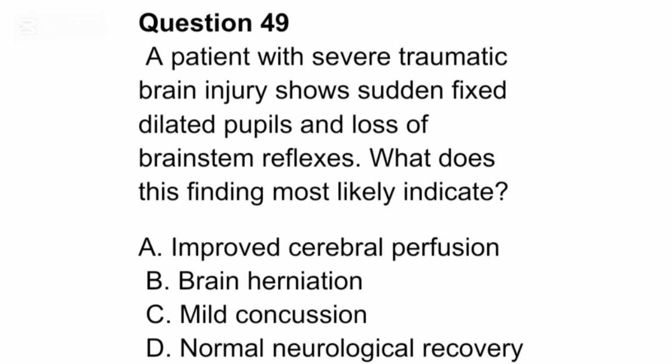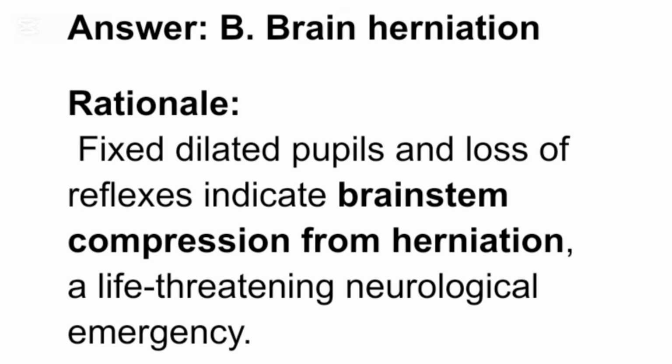Question 49. A patient with severe traumatic brain injury shows sudden fixed dilated pupils and loss of brainstem reflexes. What does this finding most likely indicate? A. Improved cerebral perfusion. B. Brain herniation. C. Mild concussion. D. Normal neurological recovery. Answer: B. Brain herniation. Rationale: Fixed dilated pupils and loss of reflexes indicate brainstem compression from herniation, a life-threatening neurological emergency.